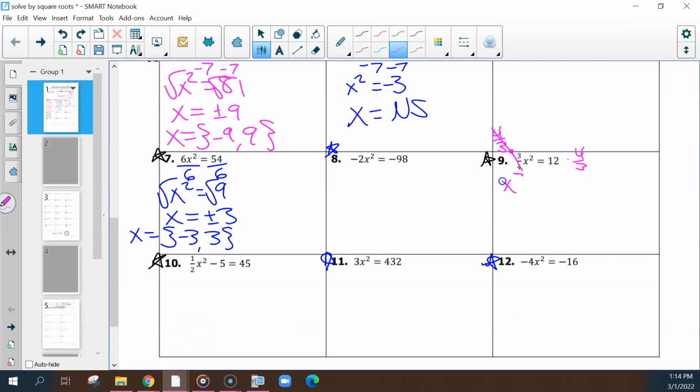So this would be x squared equals 16. Take the square root of both sides. Get x equals plus or minus 4, and negative 4 and 4. So far, what questions do we have on this?